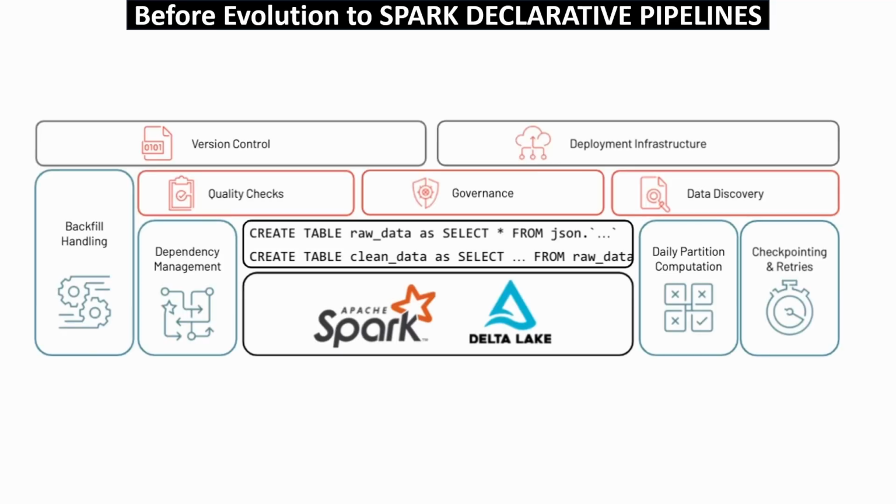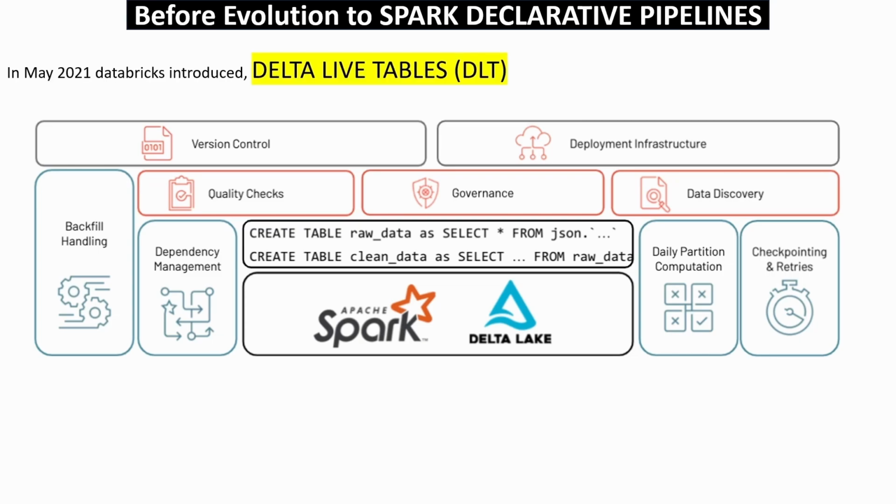Okay. So what happened? This is the Databricks architecture. If I say more precisely, this is the Databricks architecture back in 2020 or 2021. You need to handle all the operational governance and quality things on your own. It was a challenge, right? Because you need to spend an ample amount of time doing these things instead of directly jumping in and getting your work done. This is where in 2021 Databricks introduced Delta Live Tables.